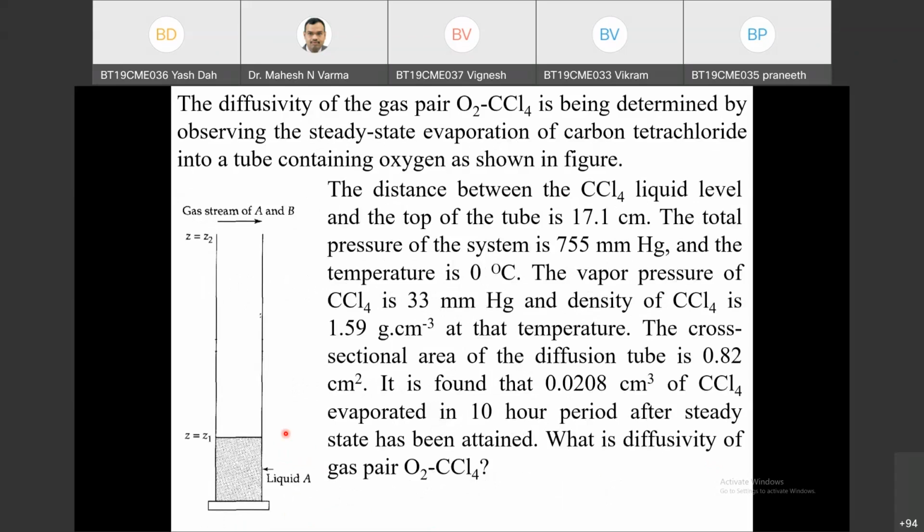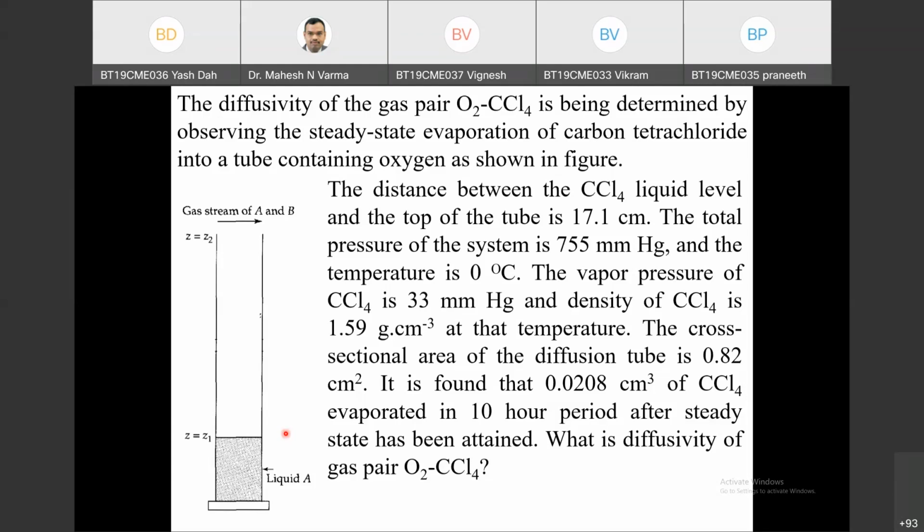The diffusivity of gas, air, oxygen, and CCl4 is being determined by observing the steady state evaporation of carbon tetrachloride in a tube containing oxygen as shown in the figure. The distance level is 17.1 centimeter. The total pressure is 755 mmHg. At temperature 0 degrees Celsius, the vapor pressure of CCl4 is 33 mmHg. The density of CCl4 is given, and the cross-sectional area.